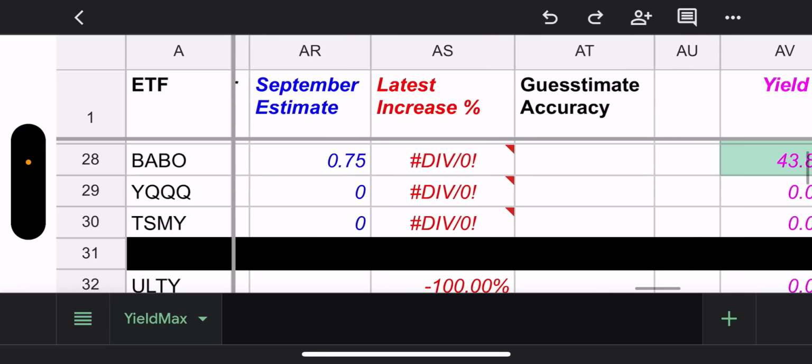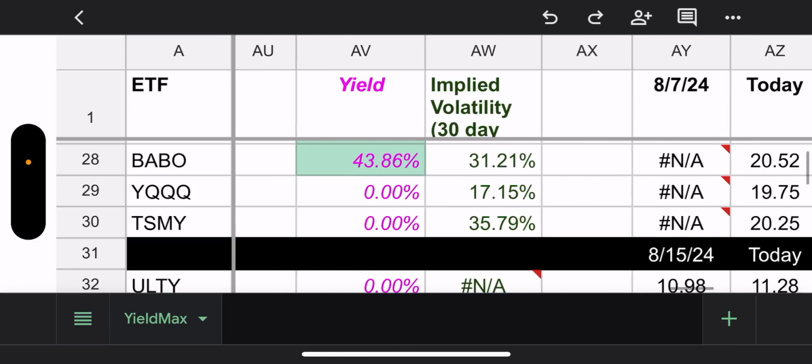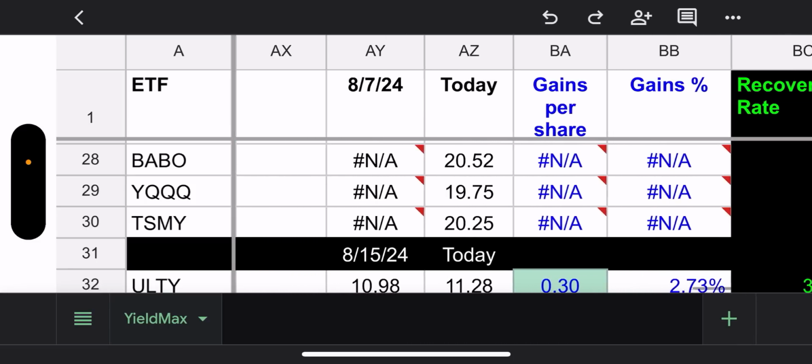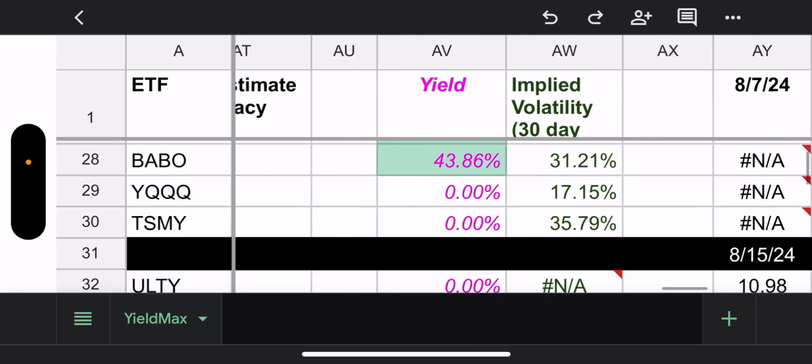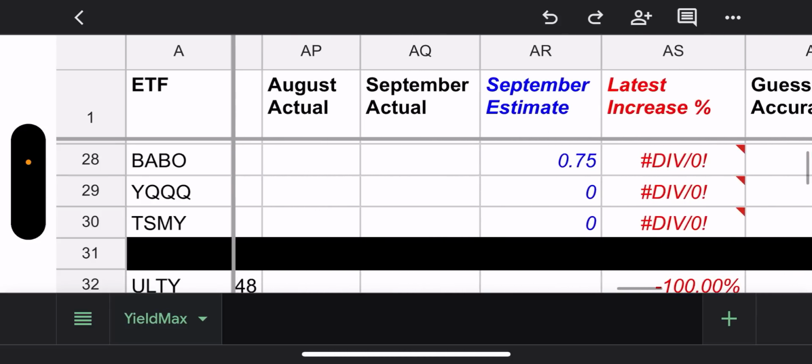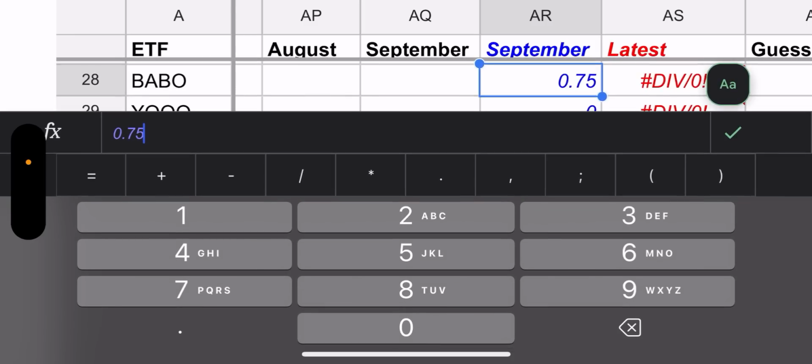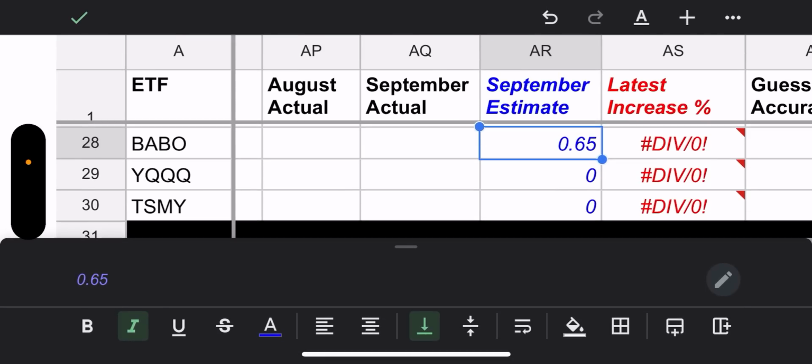BABO, here we go, 75 cents. That's a 43% yield, 12% above their IV. Why is it 12% above their IV? I'm too generous on BABO. Sorry, BABO. I feel like Seinfeld. Babu. But this is BABO.